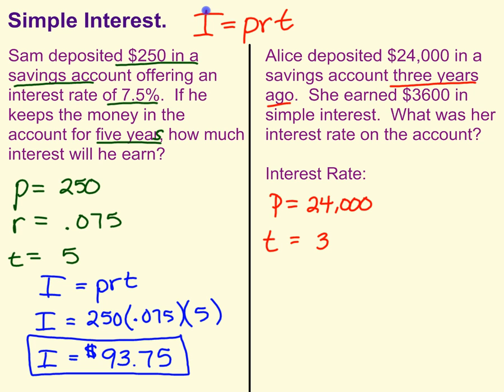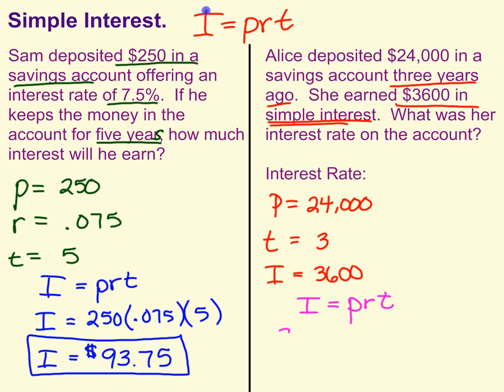Now here's the tricky part. She earned $3,600 in simple interest. So that $3,600 is her simple interest. That is our I value. So our I is 3,600. What was her interest rate on the account? So the thing we don't know is the R. So we're going to set this up following I equals PRT, and we're going to plug in what we have and solve for what we're missing.